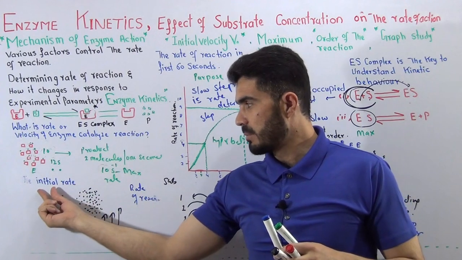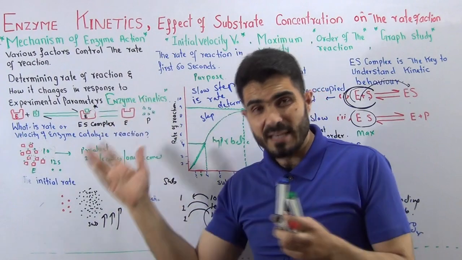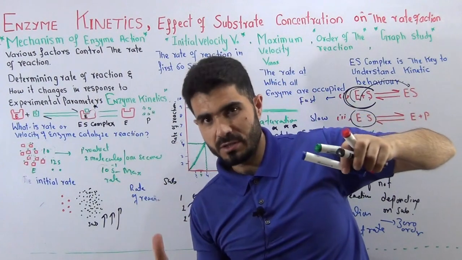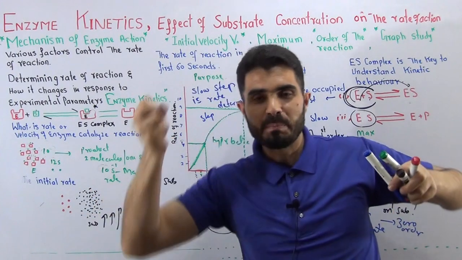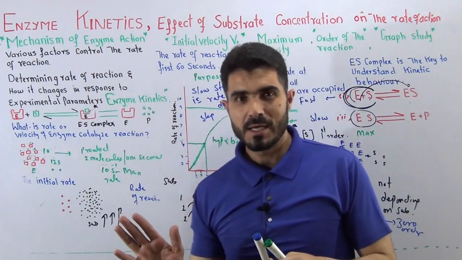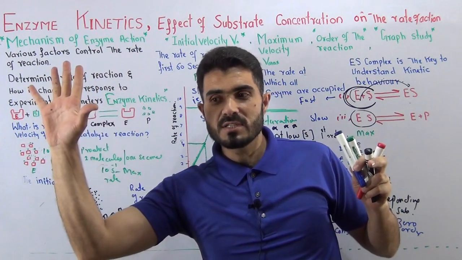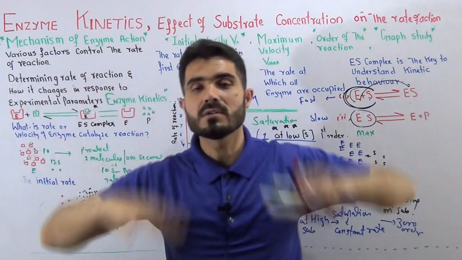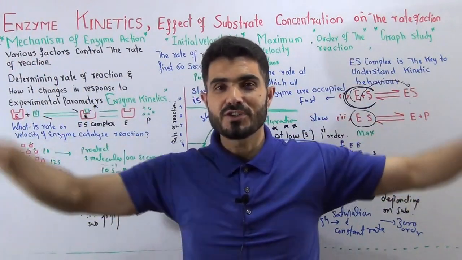And then we came to the word enzyme kinetics. We studied what is enzyme kinetics. We saw that different kinds of parameters control the rate of reaction. Among all these parameters, one of the most important parameters we picked was the substrate concentration. The whole lecture was in between these two things, the rate of reaction and the substrate concentration.